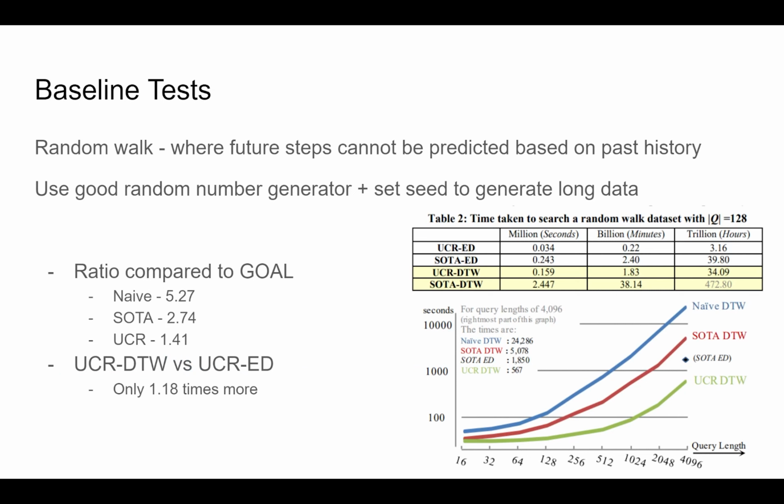The authors also highlight 2 different ratios: the ratio of the naive, state-of-the-art, and the UCR runtime as compared to GOAL. As you can see, as we apply more optimizations, UCR is able to achieve an asymptotically similar runtime to GOAL. When utilizing UCR, as you compute the dynamic time warping distance or the Euclidean distance, utilizing this more complex distance measure only requires 1.18 times more computation, thus refuting previous claims that DTW is inefficient and slow.